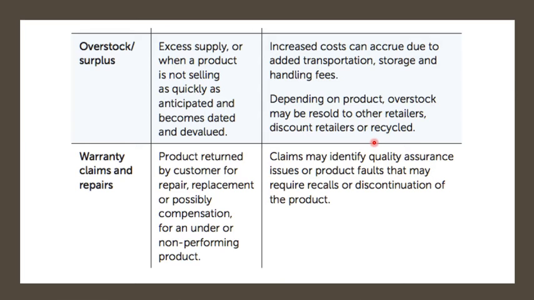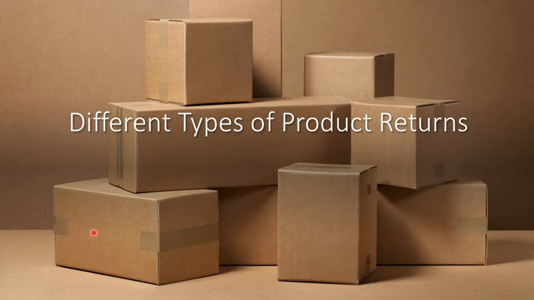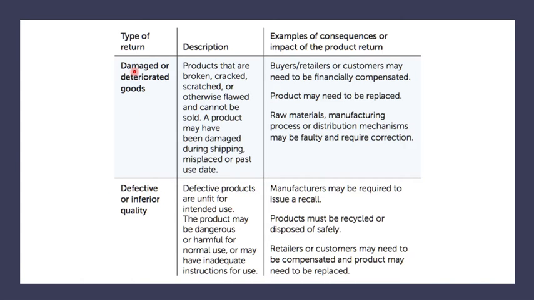Warranty claims and repair. When some products have warranty claims, they need to get returned. When there's a need to get some repair, some servicing, then they also need to get returned. So these are some types of product return. I will come again to damaged or deteriorated goods return. This kind of product needs to get returned. Defective or inferior quality goods, they also get returned. They are termed in product return.